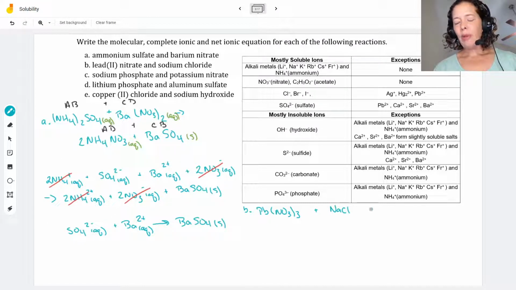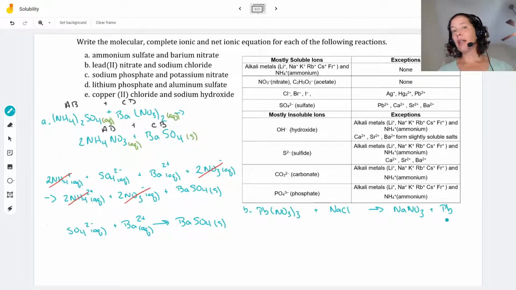And now I'm going to predict products. It's going to be the same thing. This is a double replacement reaction. So again, either flip-flop cations or anions, however you want to do it. So I am going to go with sodium nitrate. And this is still lead 2. It has not changed oxidation states. So now this is lead 2 chloride.